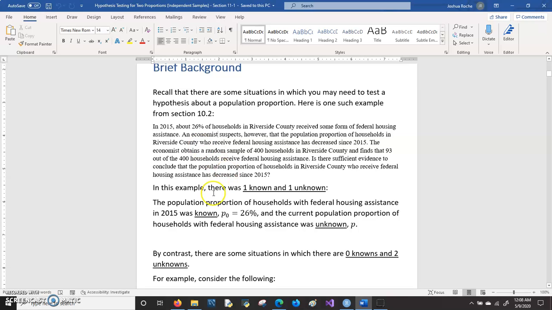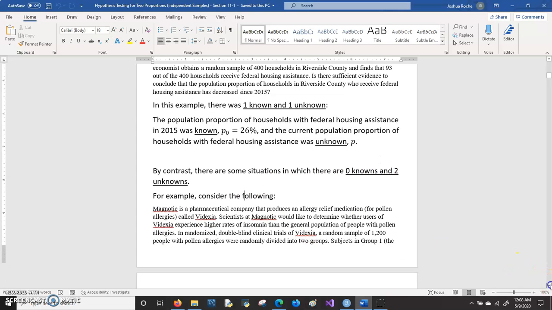In this example, there was one unknown and one known. The population proportion of households with federal housing assistance in 2015 was known. It was known to be 26%. But the current population proportion of houses with housing assistance was unknown. And for that problem, we call that P. By contrast, there are some situations in which there are 0 knowns and 2 unknowns. For example, consider the following.